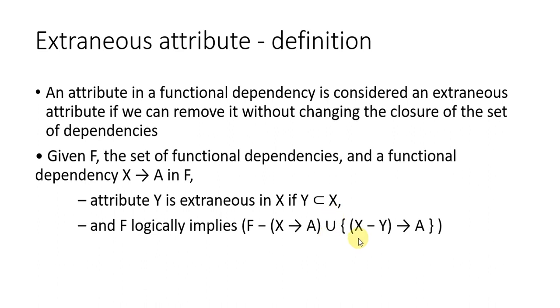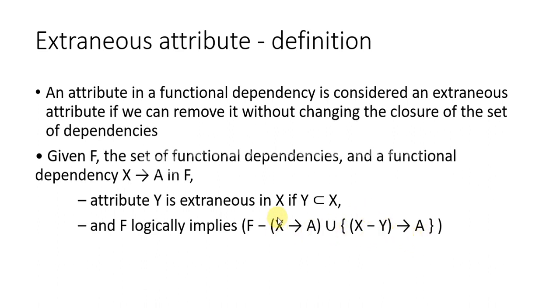Which means we have a functional dependency X to A, and we are removing this X to A from this F, and we are adding X minus Y to A, because Y is a subset of this X. If Y is a subset of X, then we are removing this Y from this X. So we are adding a new dependency like this, X minus Y to A, that is removing Y from this set.